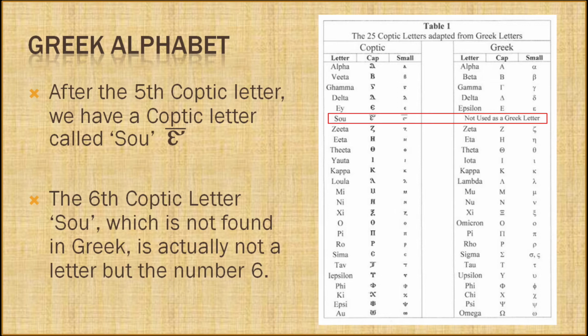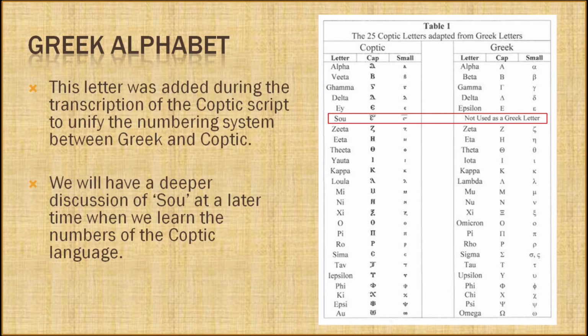All you need to know is, in order to make numbering systems work correctly and be the same as Greek, they had to add Su to make the number 6. And that's how it got added as part of the alphabet. And we're going to cover this in much, much more detail when we actually start learning numbers in Coptic.